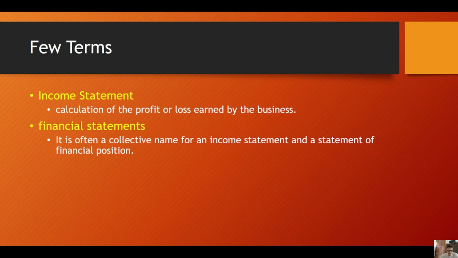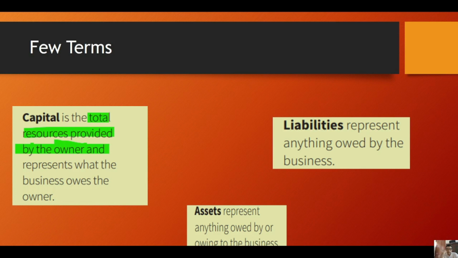Income statement. What is an income statement? It is the calculation of the profit or the loss earned by the business. And financial statements is often a collective name for an income statement and a statement of financial position. Okay, so financial statements include the income statement and the financial position statement, and the income statement is the calculation of profit and loss earned by the business.